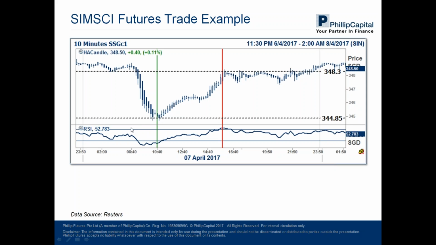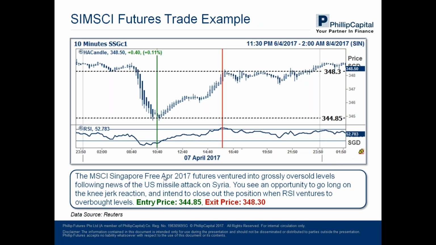So when it comes to RSI, when something ventures into oversold levels, sometimes it can be an indicator to show that things might just reverse soon. So in this trade example, the SIMSCI April 2017 futures contract ventured into grossly oversold levels following the news of the US missile attack on Syria. As an investor, I decided to go long on this market knee-jerk reaction with the view that this downward price action is not going to last, just a knee-jerk reaction. Everything is going to be fine at the end of the day.